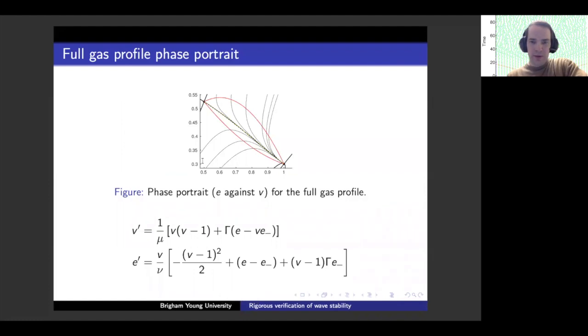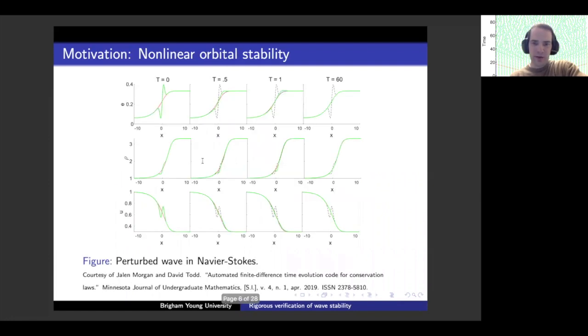Okay, so we mentioned that we're interested, now we've got the profile, not yet rigorously, but we've got the profile. We're interested in the stability of it. So what do we mean exactly when we talk about the stability of these traveling waves? What we mean is that if you perturb them a little bit, then as time goes to infinity, they'll converge back to a translate of the original traveling wave. Now here we've used a mean zero perturbation, so it actually converges back exactly to the original traveling wave. But this provides the idea.